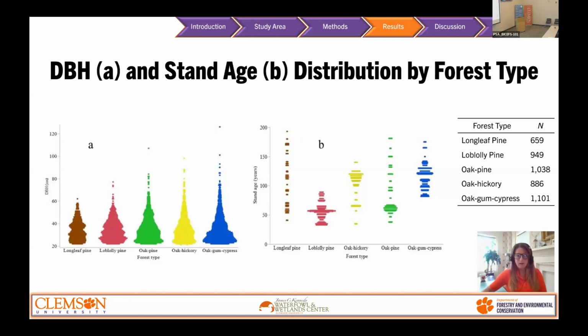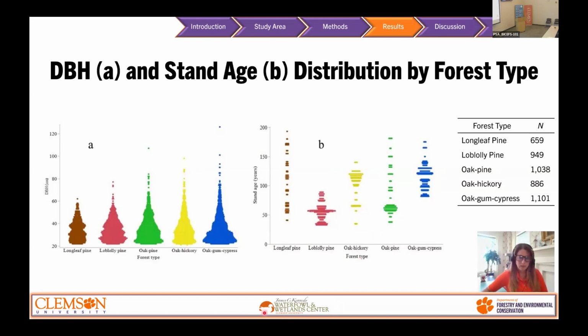Following my analysis, I plotted all of the trees by DBH, which is on the left, and stand age, which is on the right. The reason for the linear dots in this graph is because all of the trees in a given plot have the same stand age. So that represents the number of trees per plot.